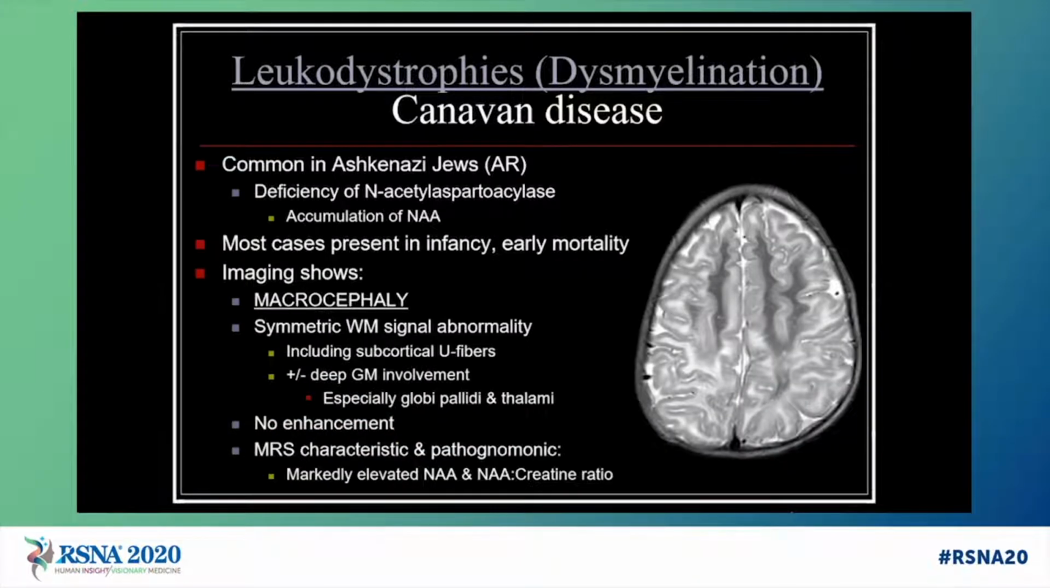So lastly is Canavan disease, where you have a deficiency of N-acetyl-aspartyl-acylase, which leads to an accumulation of NAA. Most cases present in infancy, and you have an early mortality.